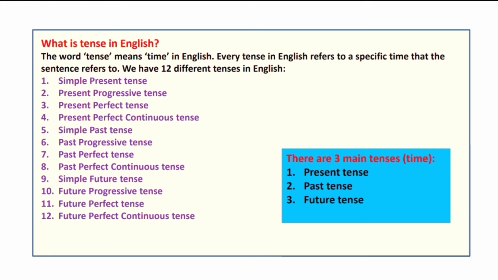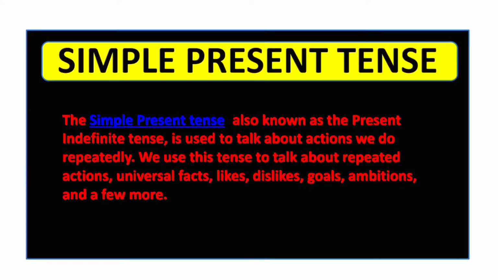There are 12 different tenses in English: simple present, present progressive, present perfect continuous, simple past tense, past progressive tense, past perfect tense, past perfect continuous tense, simple future tense, future progressive tense, future perfect tense, and future perfect continuous tense. There are three main tense times: present, past, and future. So let's start here again. Next slide, simple present tense.